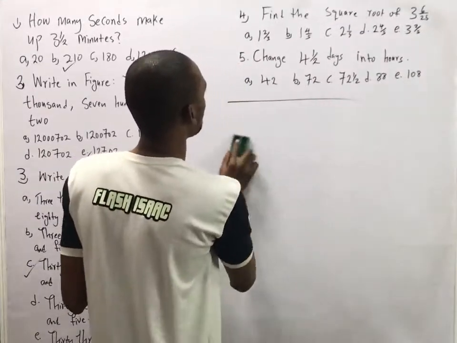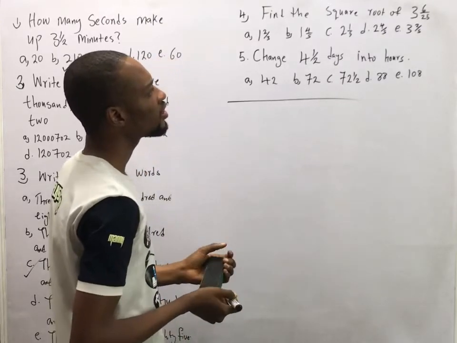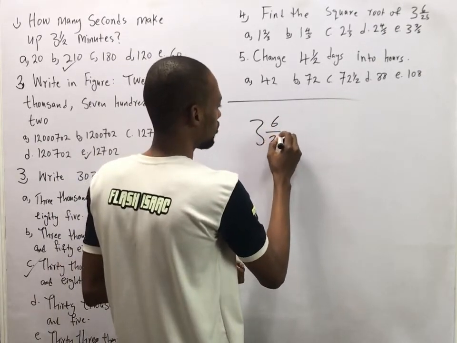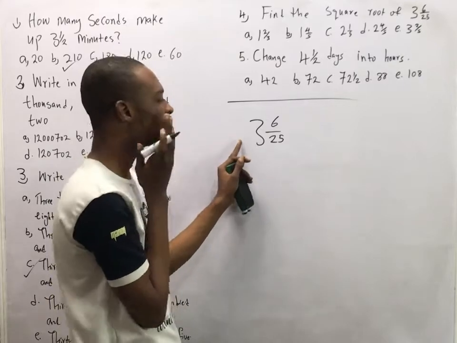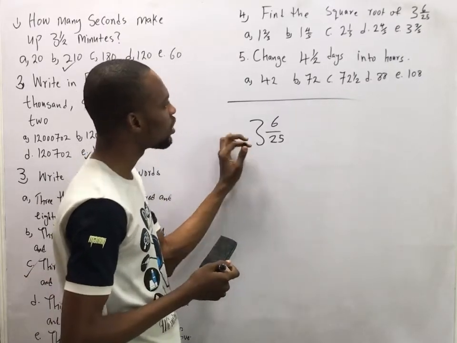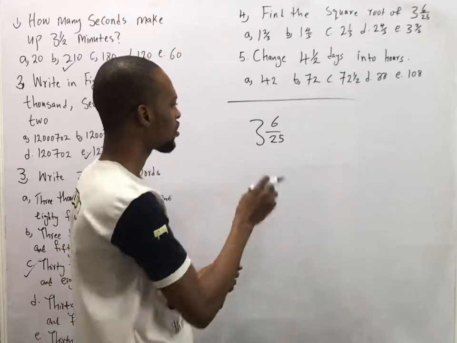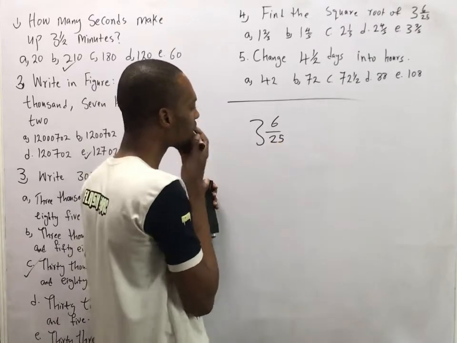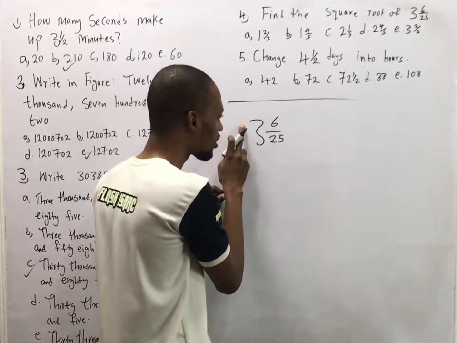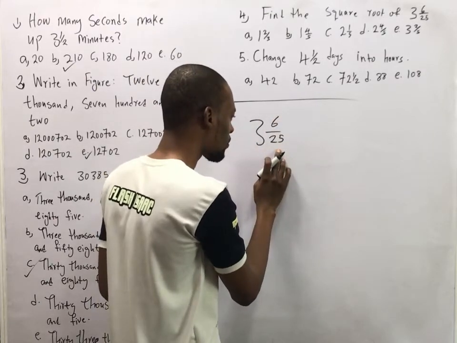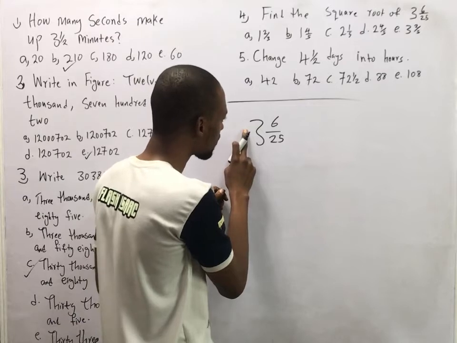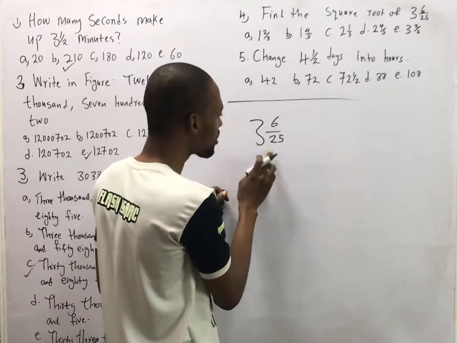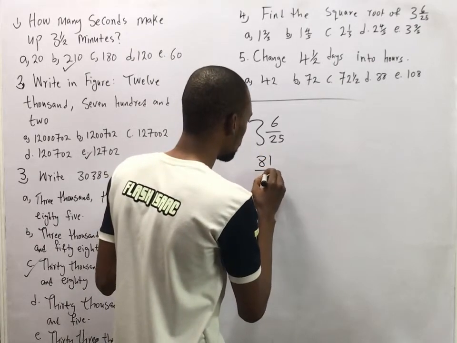Question 4 says find the square root of 3 whole number 6/25. So like I told you earlier, this is a mixed fraction, and anytime we are given a mixed fraction, we convert to improper fraction by multiplying this by this and adding to this, then dividing by this, which means you come and say 25 times 3 plus 6 over 25. 25 times 3 is 75. 75 plus 6 is 81. So we have 81 over 25.